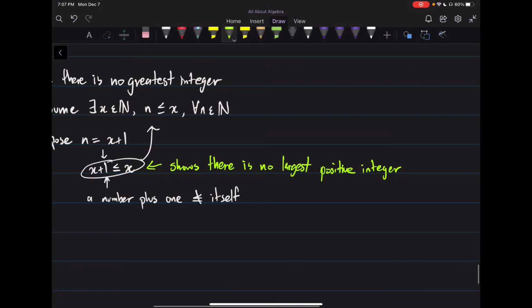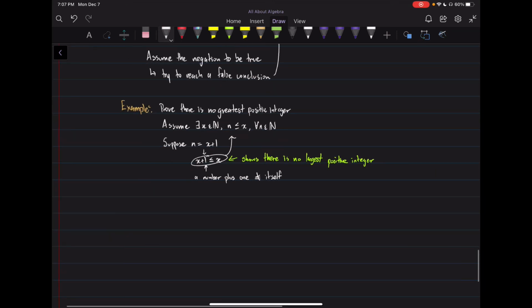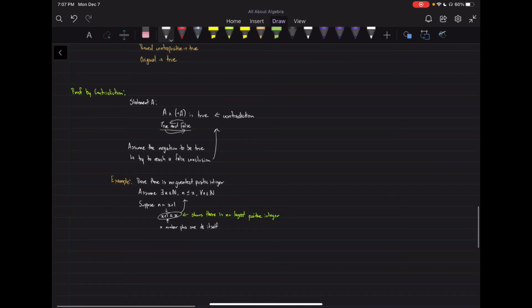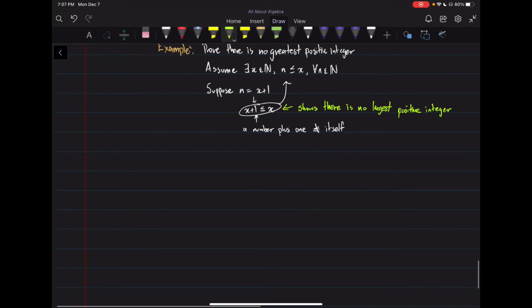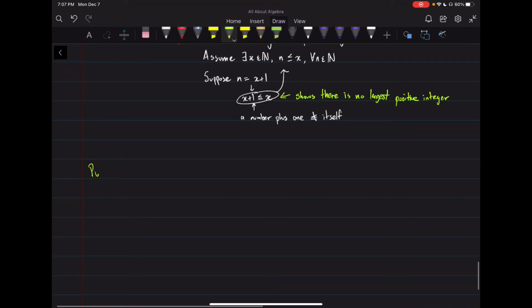Oh, sorry, I forgot to write positive integer here. That's why we're using natural numbers, because again, natural numbers are positive integers. Okay, what if we have to prove uniqueness?